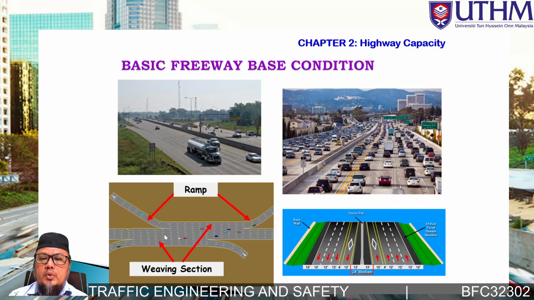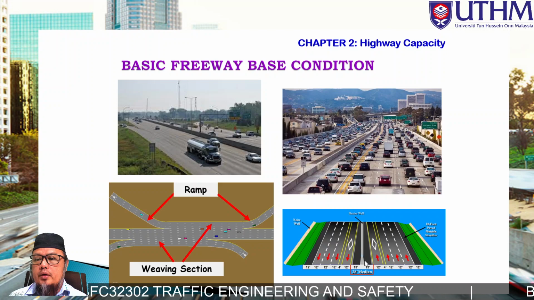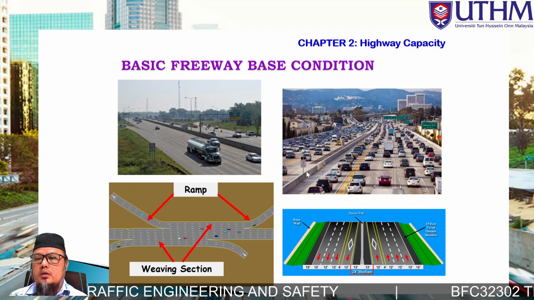This one is the typical cross section, with the median divided by a barrier or road barrier. Sometimes they have this typical concrete barrier, or they use a guardrail barrier, steel barrier, or sometimes they use the cable, the cable link. They have three or more travel lanes, and also they have a shoulder or emergency lanes.